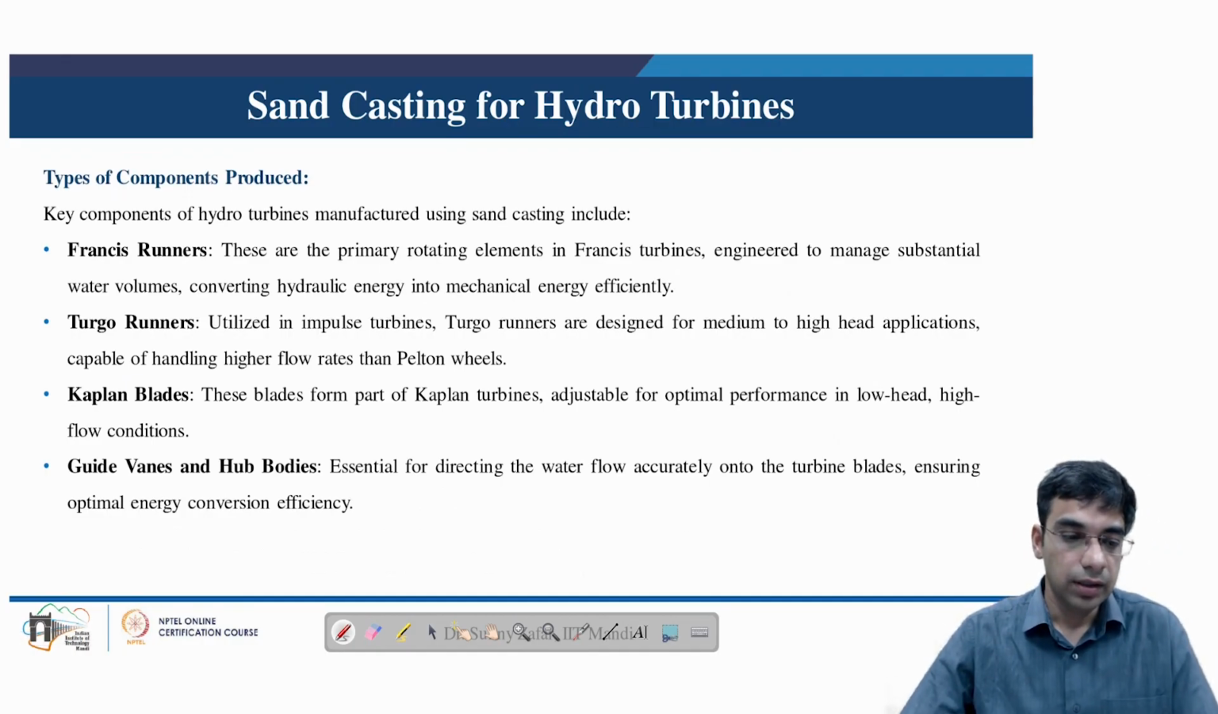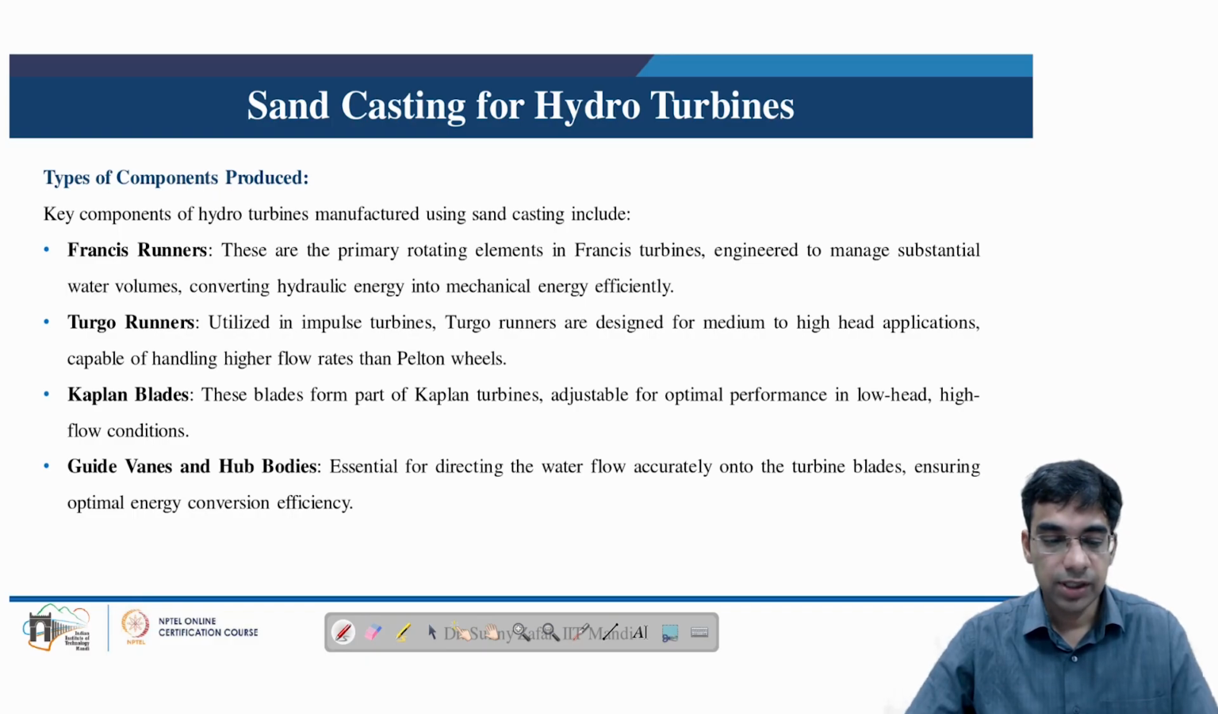So different types of components are produced using sand casting for different types of hydro turbines. For example, this includes runners in the case of Francis turbine. These are the primary rotating elements in a Francis turbine, engineered to manage substantial water volumes, converting the hydraulic energy into mechanical energy efficiently. Then we have the turgo runners, which are utilized in impulse turbines, and turgo runners are designed for medium to high head applications, capable of handling higher flow rates than Pelton wheels.